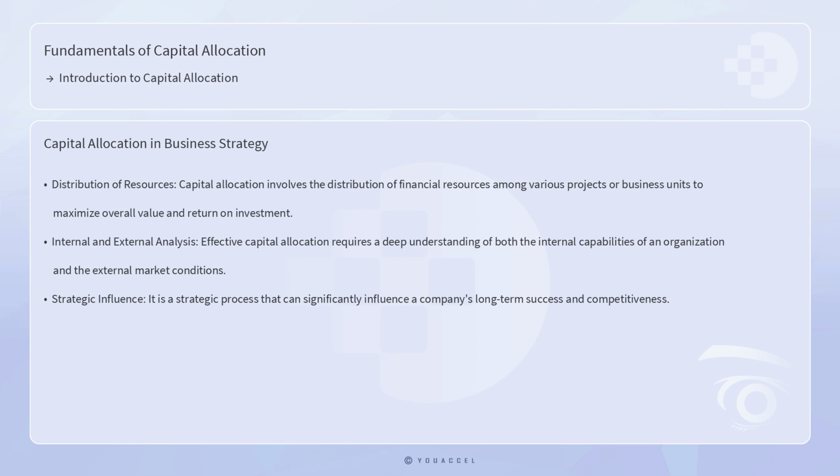Capital allocation is a fundamental concept in business strategy and financial management, involving the distribution of financial resources among various projects or business units to maximize overall value and return on investment. Effective capital allocation requires a deep understanding of both the internal capabilities of an organization and the external market conditions. It is a strategic process that can significantly influence a company's long-term success and competitiveness.